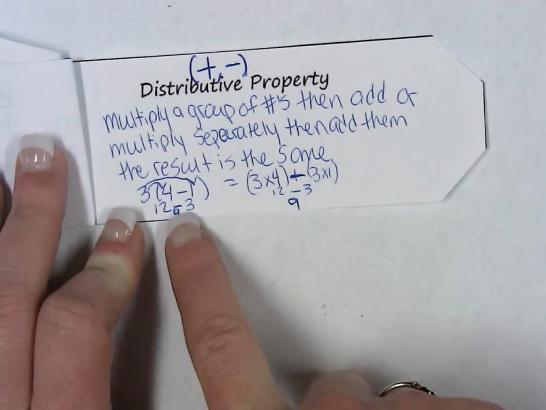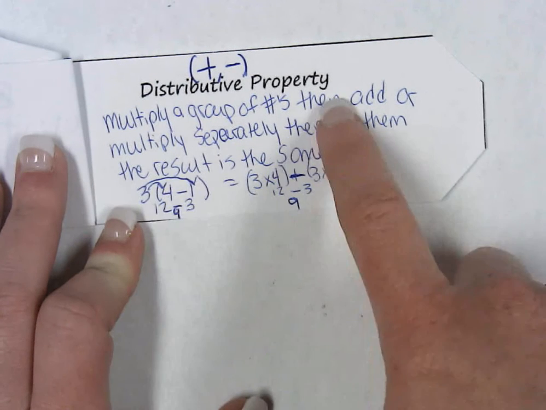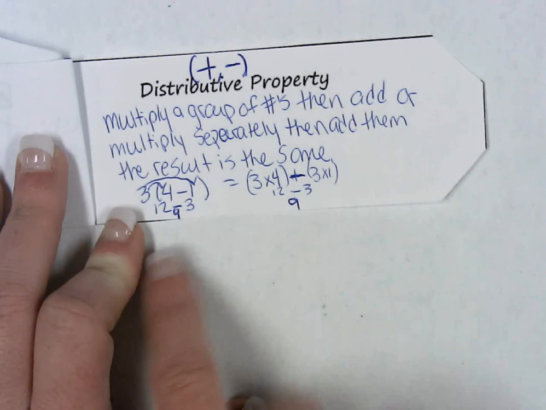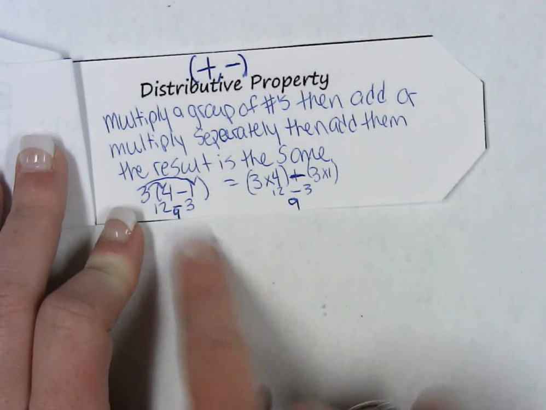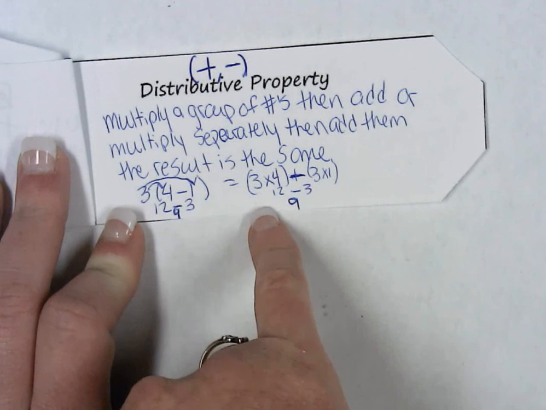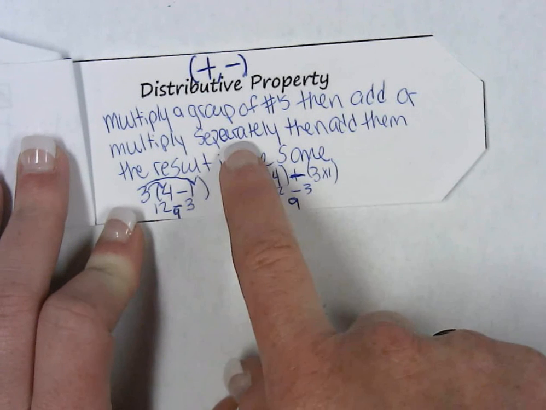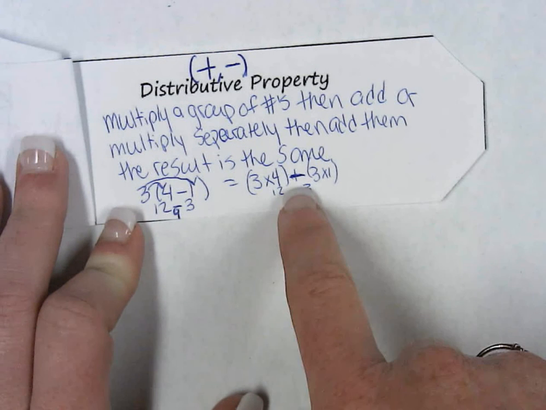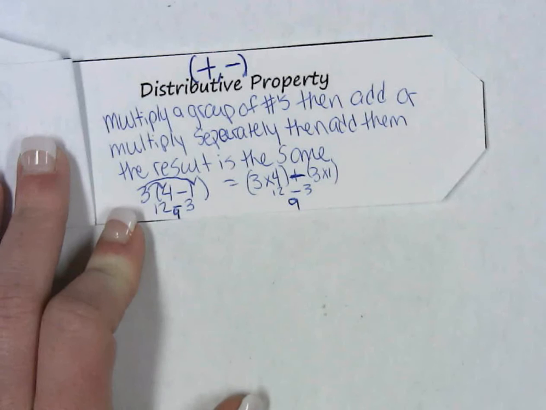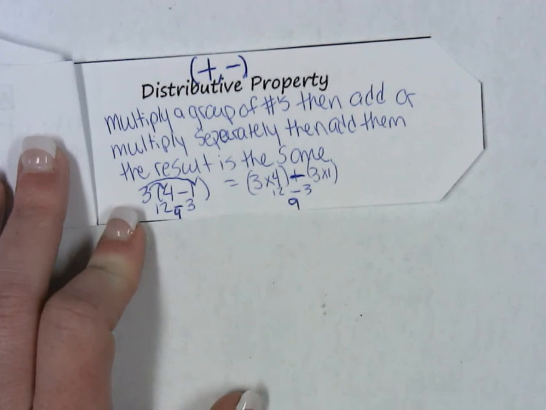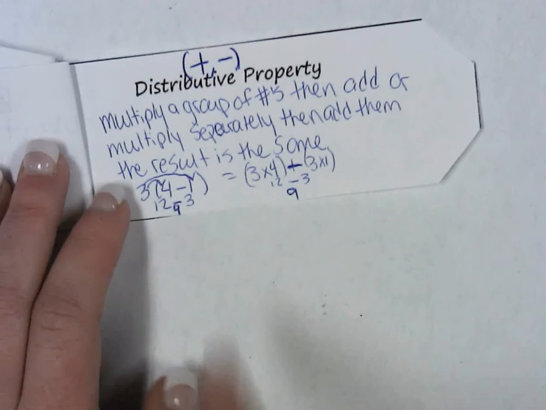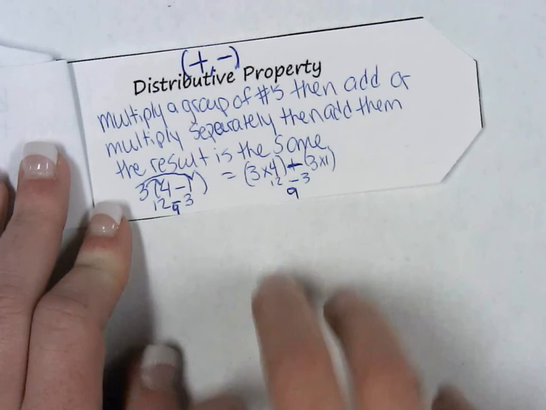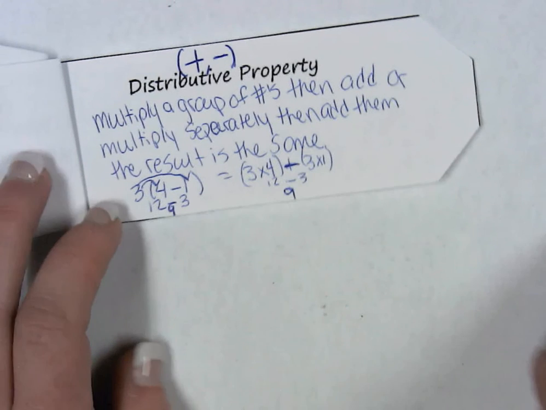So what we did was we multiplied the group. This 4 and the 1 there grouped together. We multiplied the group and then we subtracted them. Or we could have done it this way. We could have multiplied separately and said, okay, 4 times 3 multiplies together. And then we had 3 times 1 multiplied together. And this one is a subtracting example. 12 minus 3 gives us 9. If there was an adding sign, it would have worked as well. So you can multiply them in a group, or you can spread them out and multiply them separately. Distributive property.